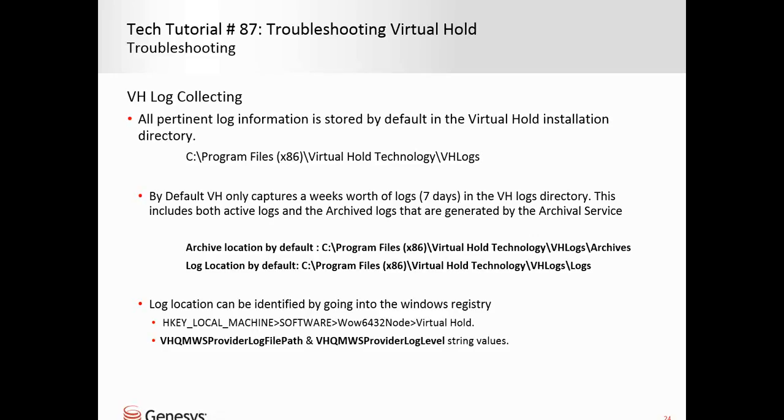By default, the logs can be found in C:\Program Files\Virtual Hold Technology\VH\Logs\Archives for your archive files, and C:\Program Files (x86)\Virtual Hold Technology\VH\Logs for your active logs. In the event the customer has changed the default location of the log directory, this can be identified by going into the Windows registry and locating the following registry entry: HKEY_LOCAL_MACHINE\SOFTWARE\WOW6432Node\Virtual Hold. The string values that have the location listed will be under VHQ MWS provider log file path.